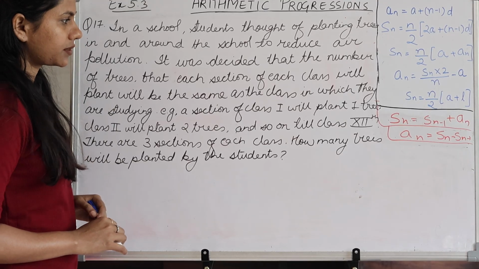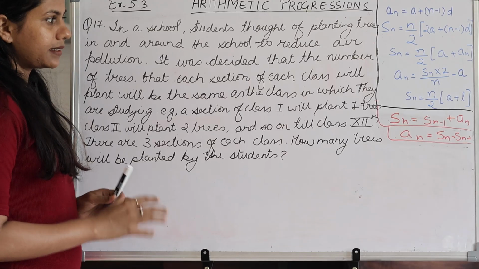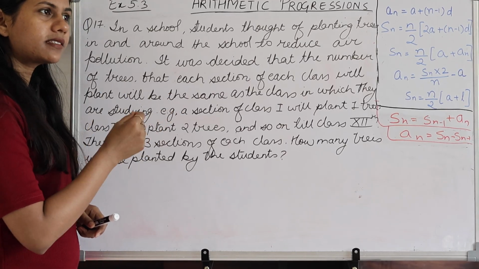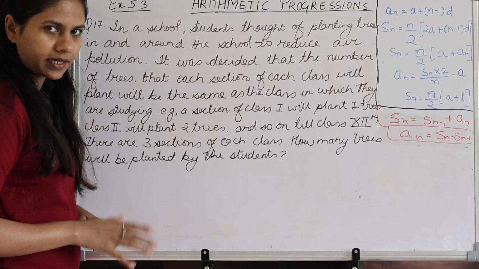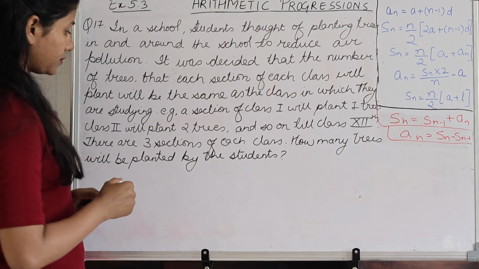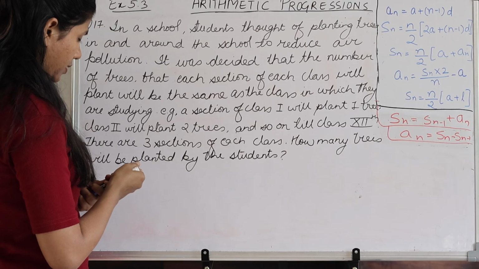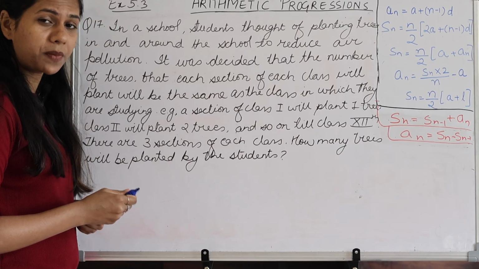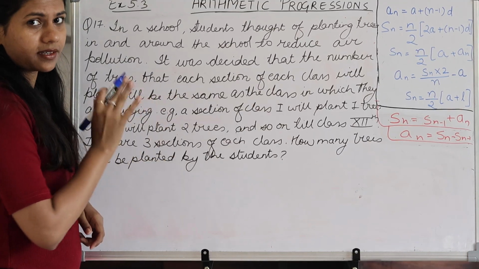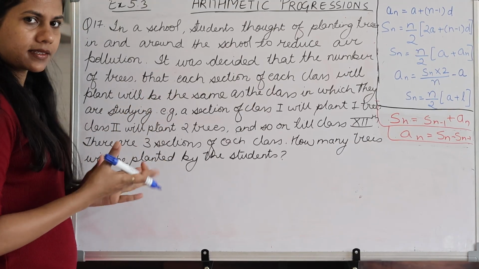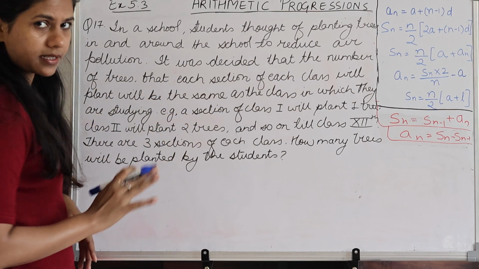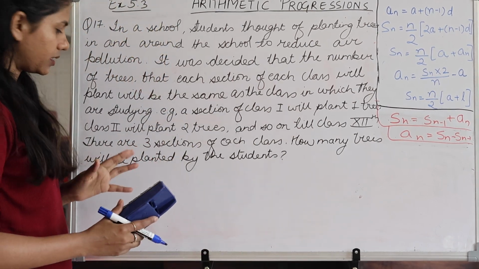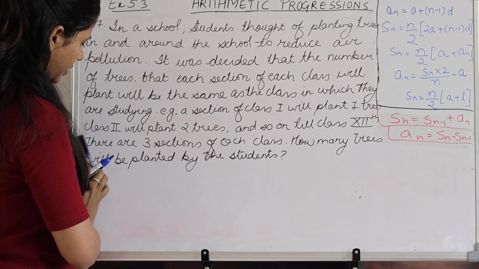Here they are mentioning that one class has 3 sections, and each section is planting the number of plants equal to the class they're studying. So let's take the first class. Let me rub some part of it, I hope you have understood this question.